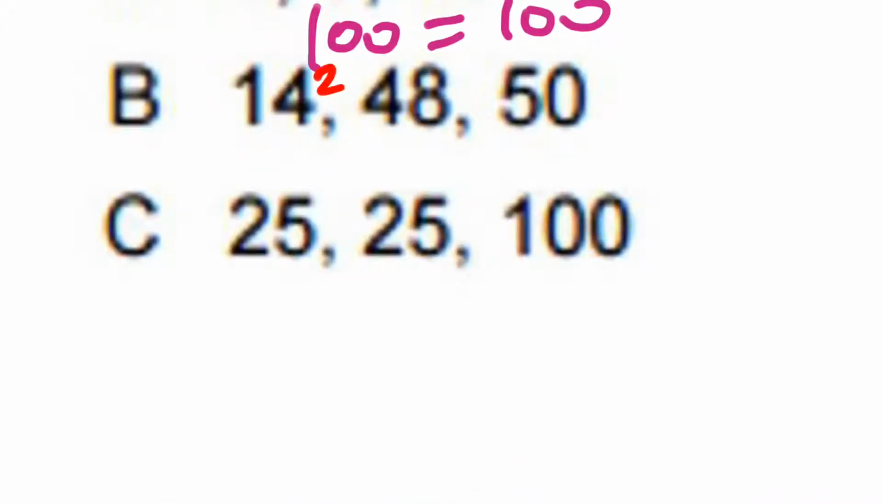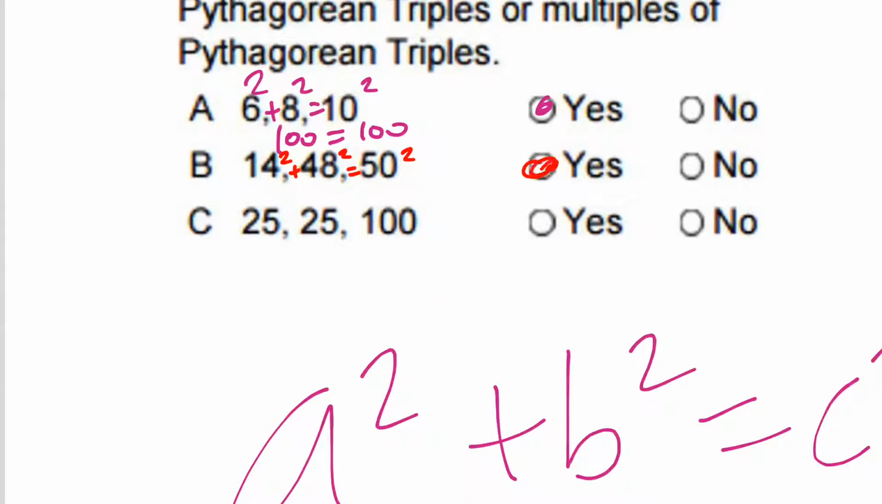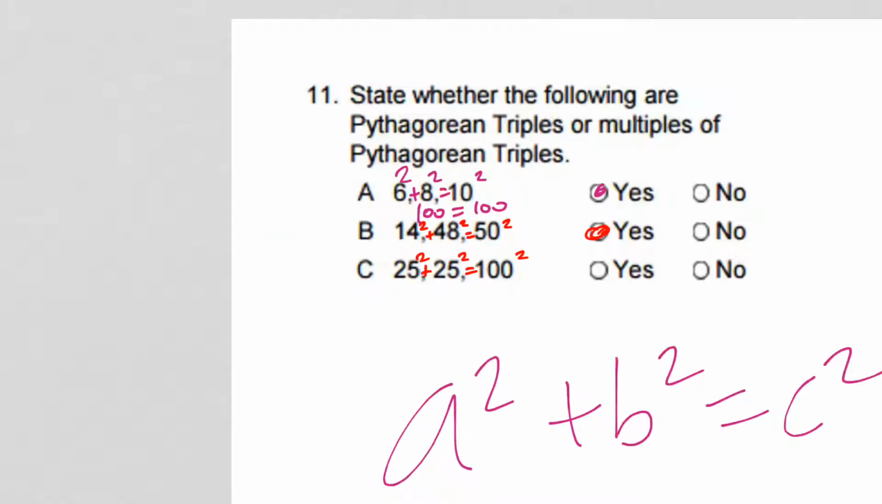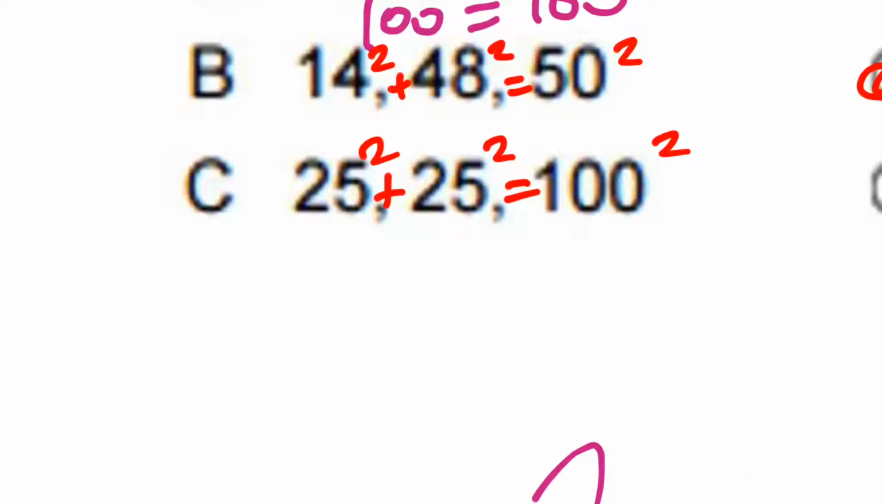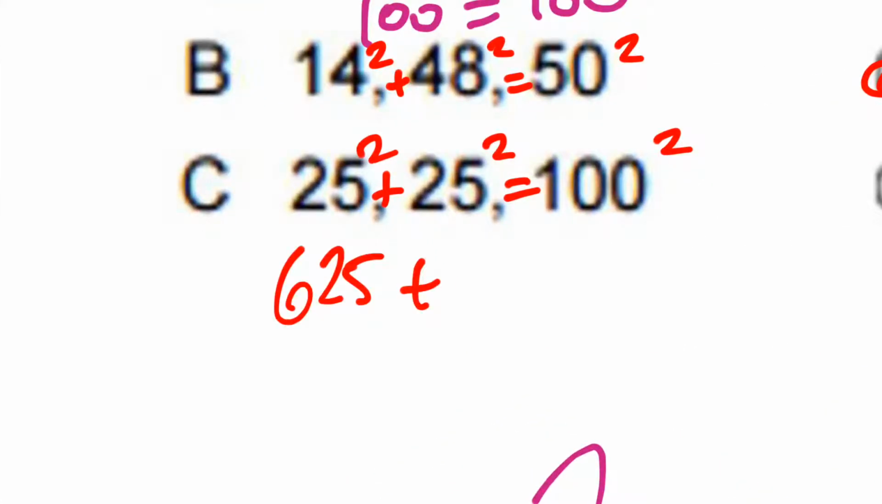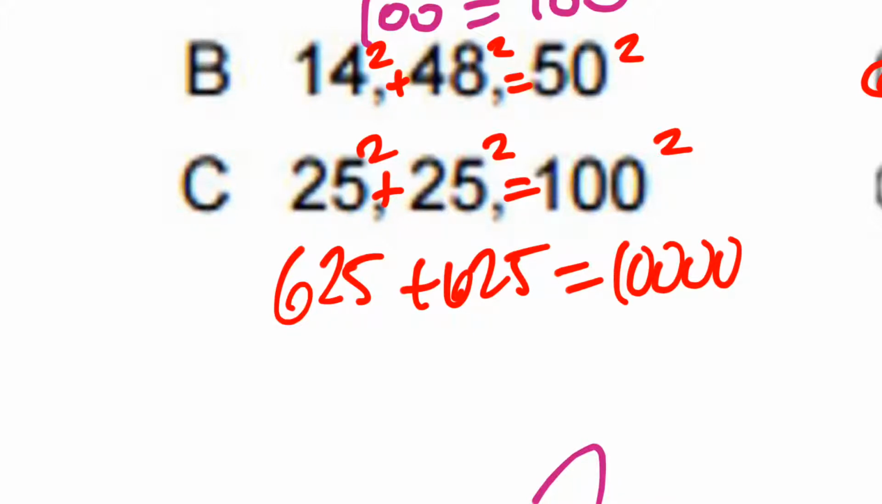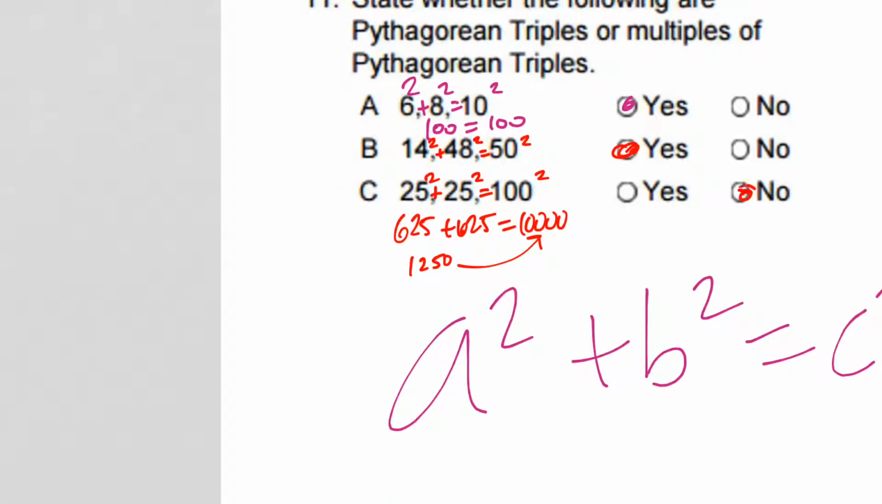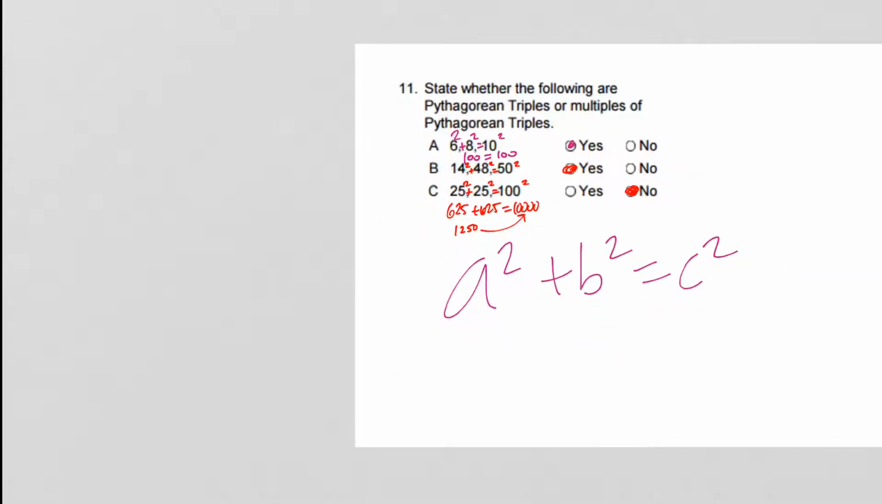Is 14 squared plus 48 squared equal to 50 squared? The answer is yes. And the last one is 25 squared plus 25 squared equal to 100 squared? The answer is no. So this one I believe is 625 plus 625 equal to 10,000. 625 plus 625 is 1250. Is 1250 the same as 10,000? No. So you're just checking the Pythagorean theorem.